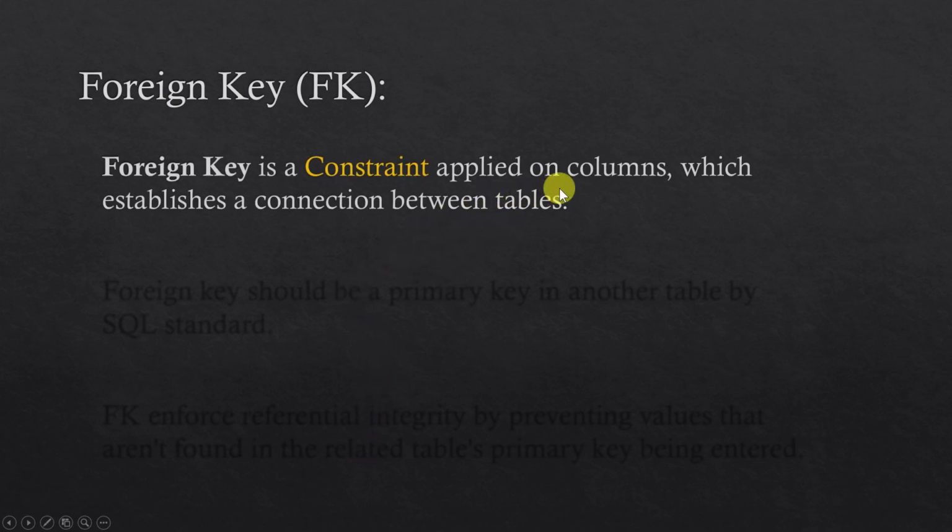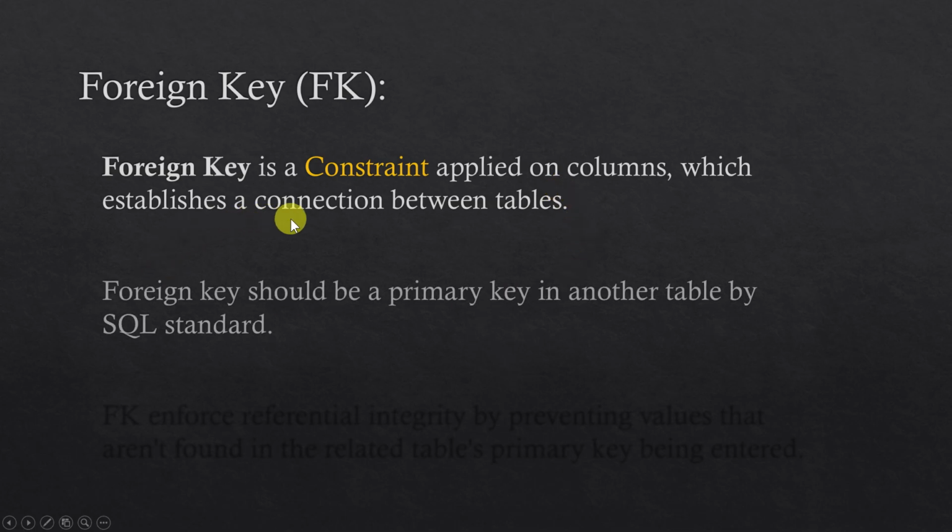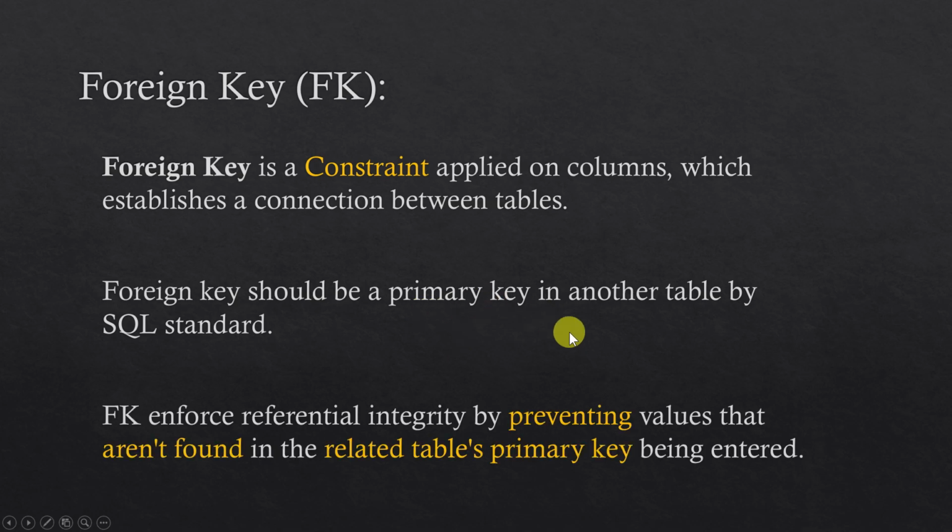Now the foreign key constraint. It is applied on a column which establishes a connection between tables. A foreign key should be a primary key in another table by SQL standard. So this is a requirement that the foreign key should be a primary key in another table, and it enforces referential integrity by preventing values that aren't found in the related table's primary key. So let's just look at the example.